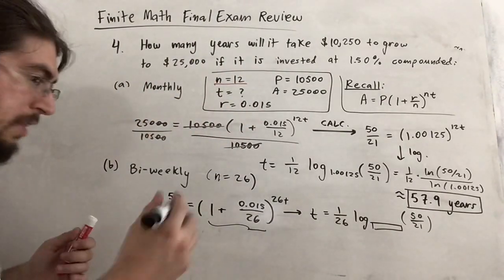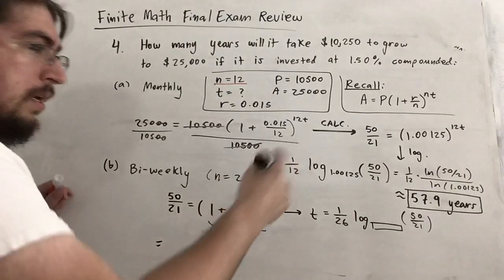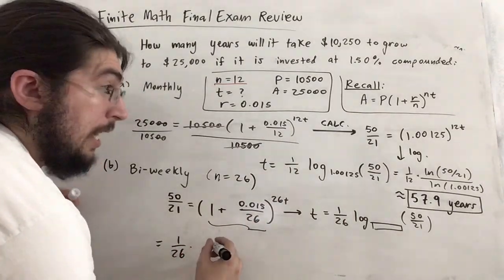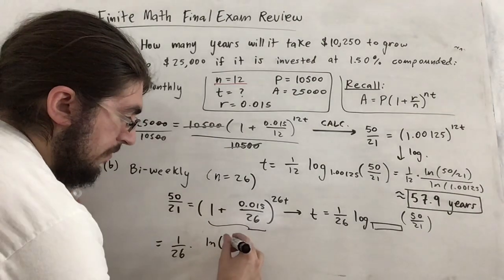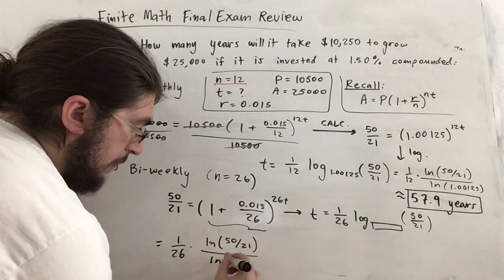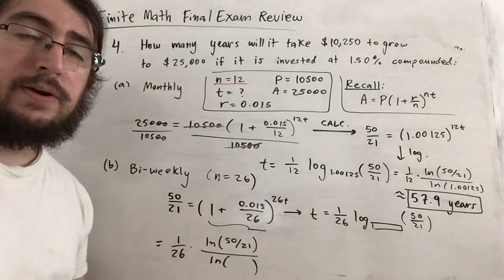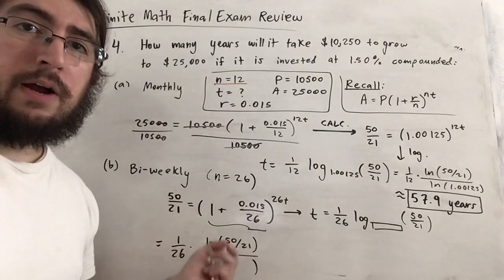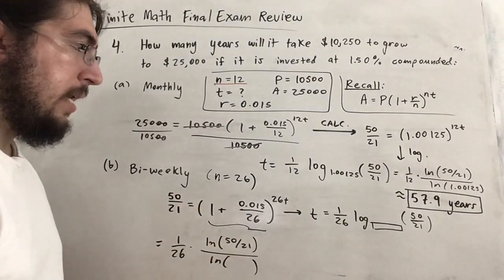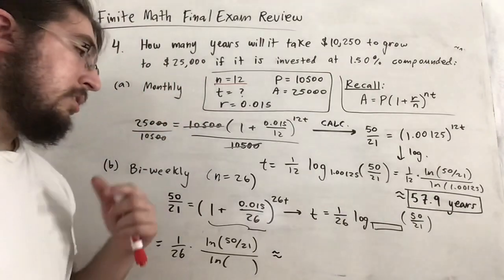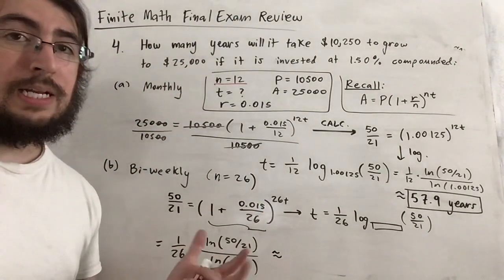Good. And then we can use the change of base formula, so we get 1 over 26 times ln of 50 over 21, good, over ln of whatever this base is, again, just by using a calculator. We may need to round, but if we just keep it stored in our calculator, we'll avoid any accuracy errors. And then from there, we can round to see how many years. So now I'm going to use my calculator to fill in all the blanks, and let's see what we get.